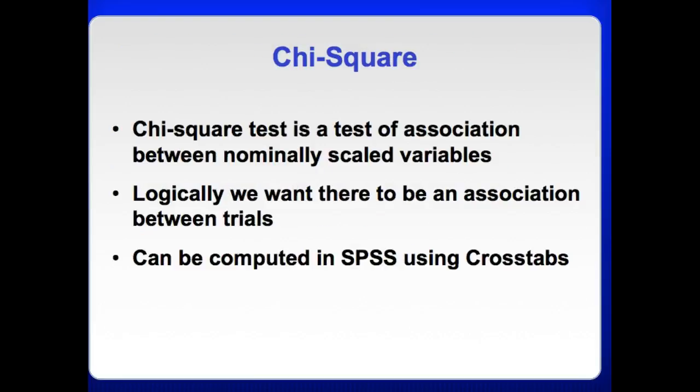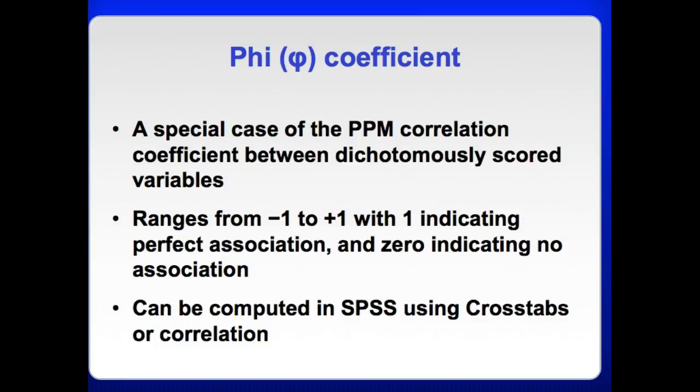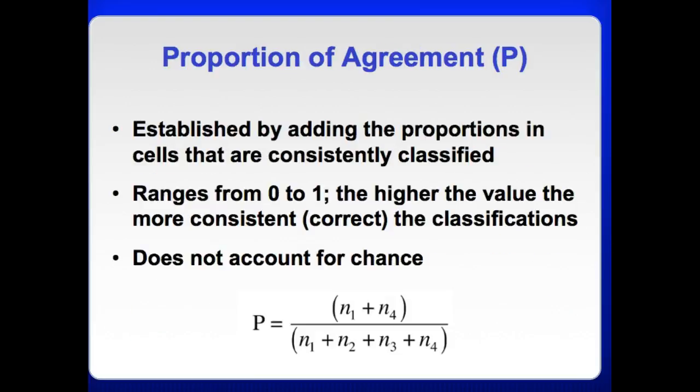The chi-square test is a test of association between nominally scaled variables. Logically, we want there to be an association between trials. This can be computed in SPSS using crosstabs, and SPSS is just a statistical software program. The phi coefficient, a special case of the Pearson product-moment correlation coefficient between dichotomously scored variables, ranges from -1 to +1, with 1 indicating perfect association and 0 indicating no association. It can be computed in SPSS using crosstabs or correlation.